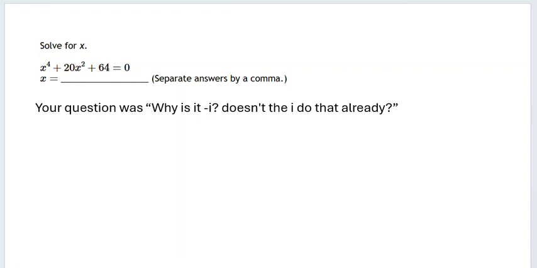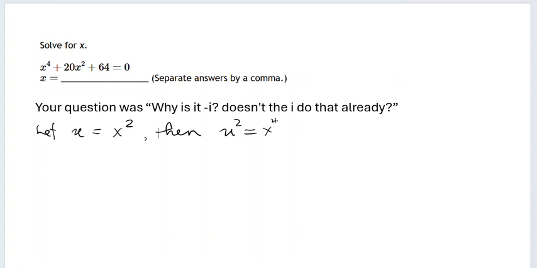And as is typical, I'm going to let u equal x squared, because then u squared is equal to x to the 4th. So my original equation would now become u squared plus 20u plus 64 equals 0.